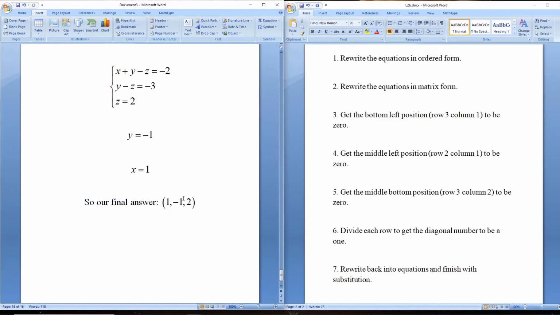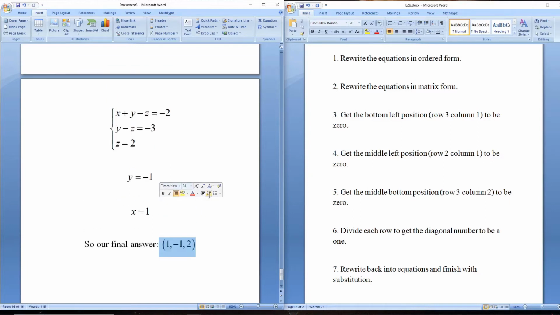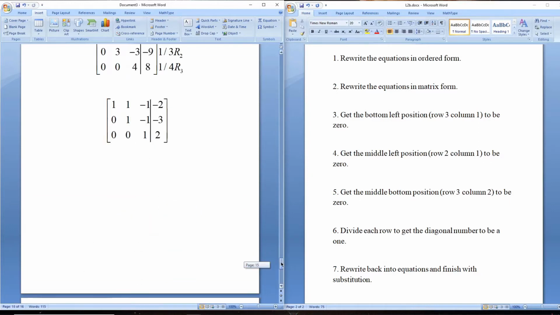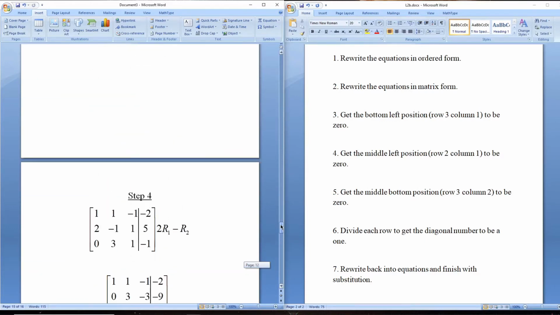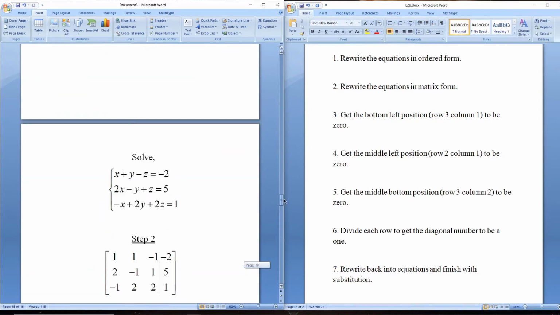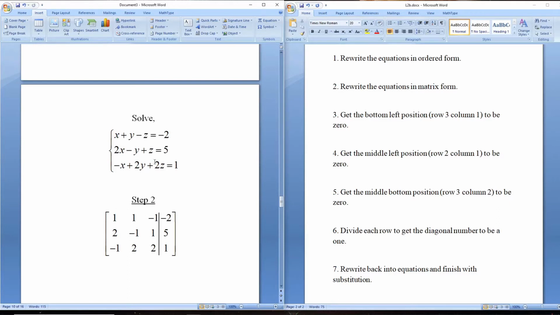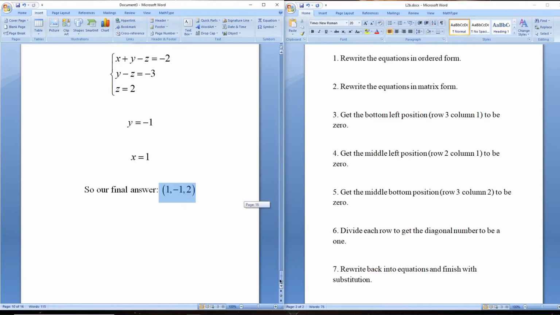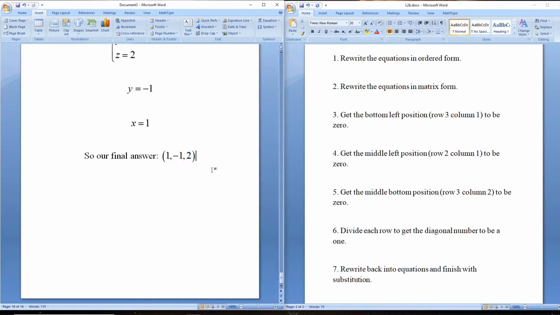And how do you know if this is right? Well, if this is right, you should be able to take this triplet, 1, minus 1, and 2, and plug it back into the original equations, and it should work. So the original equations way back up here. If you plug those numbers in, it will solve all of those equations. So you can check to see if your answer is correct.